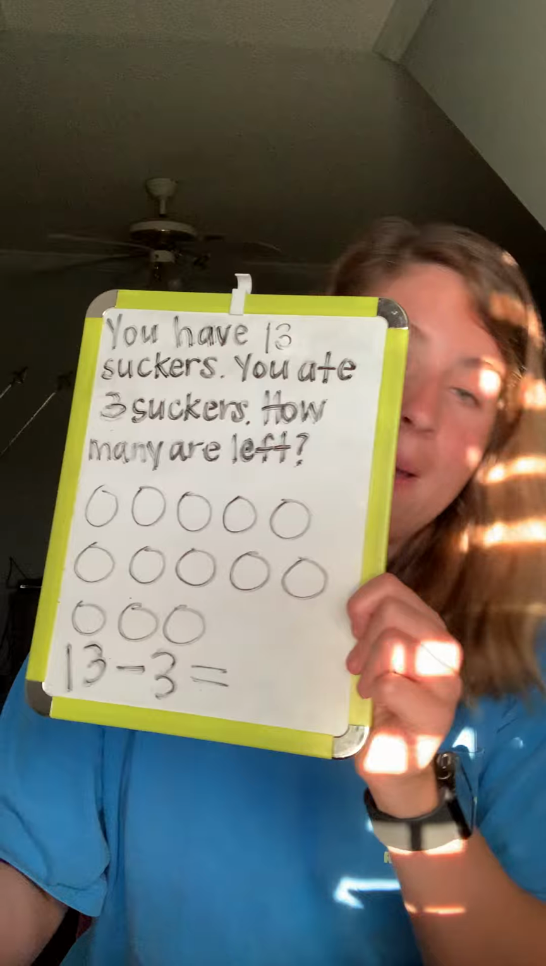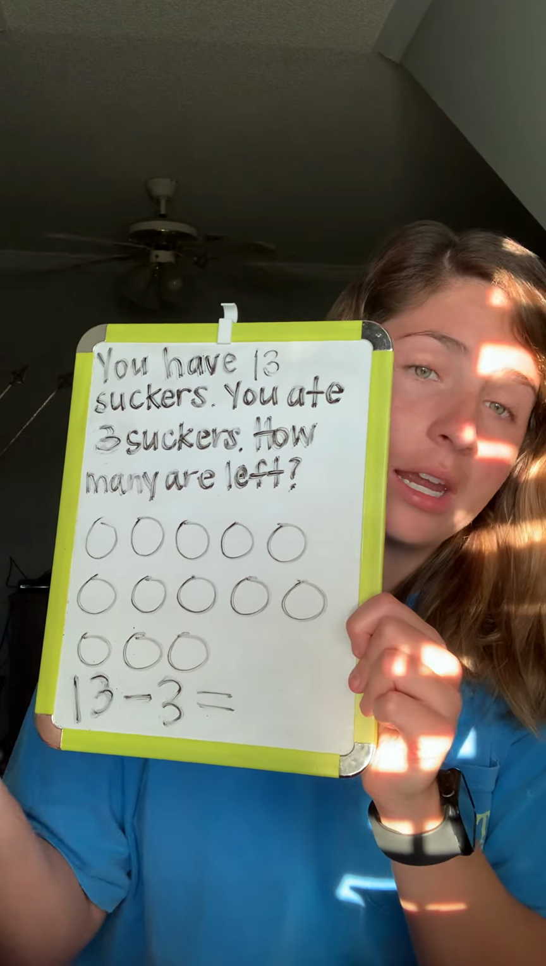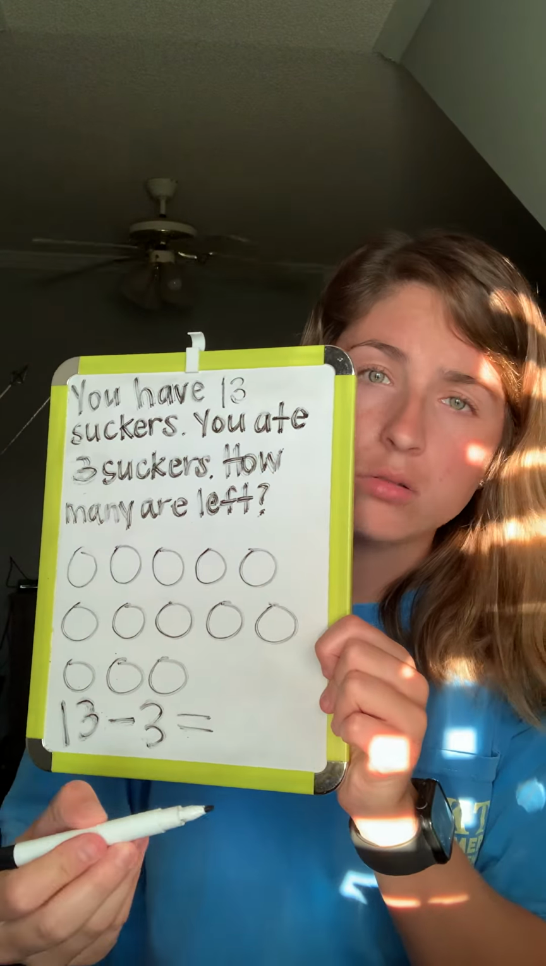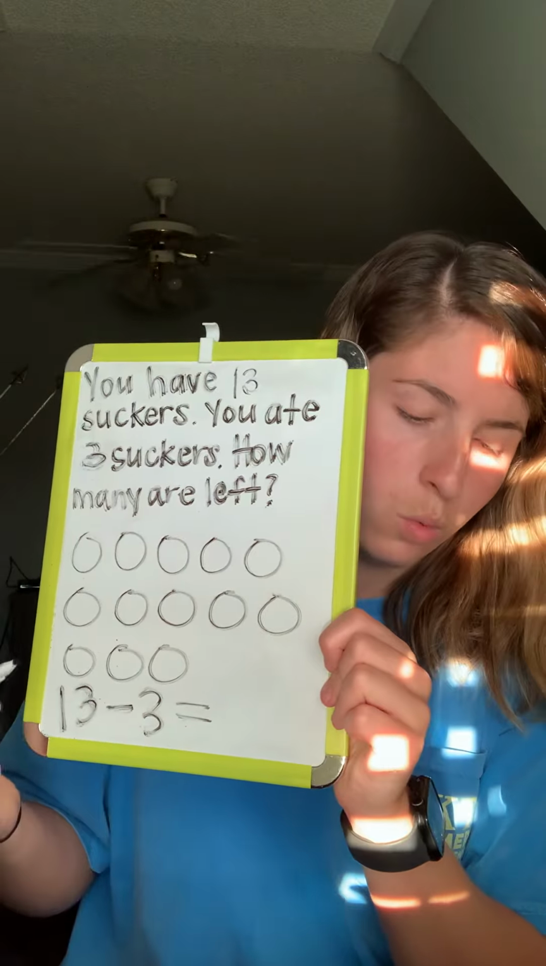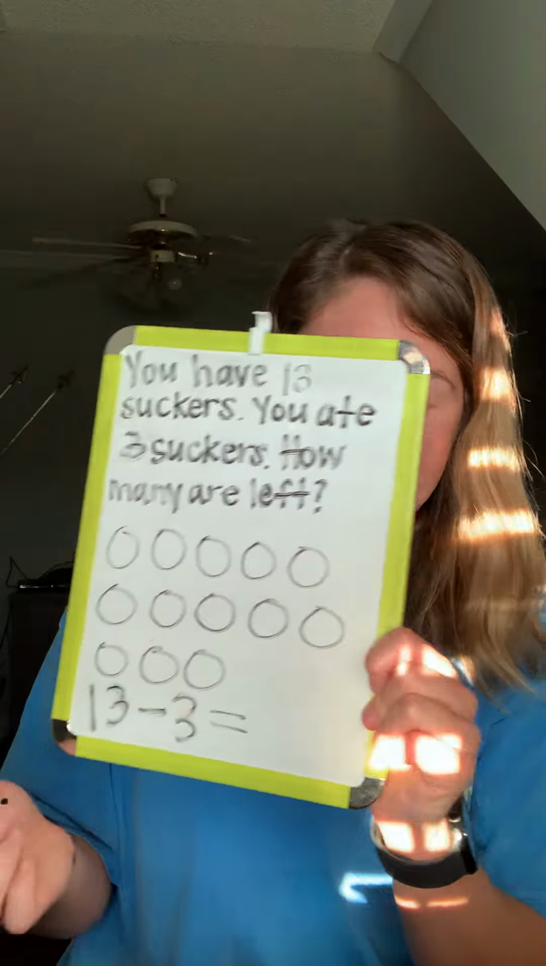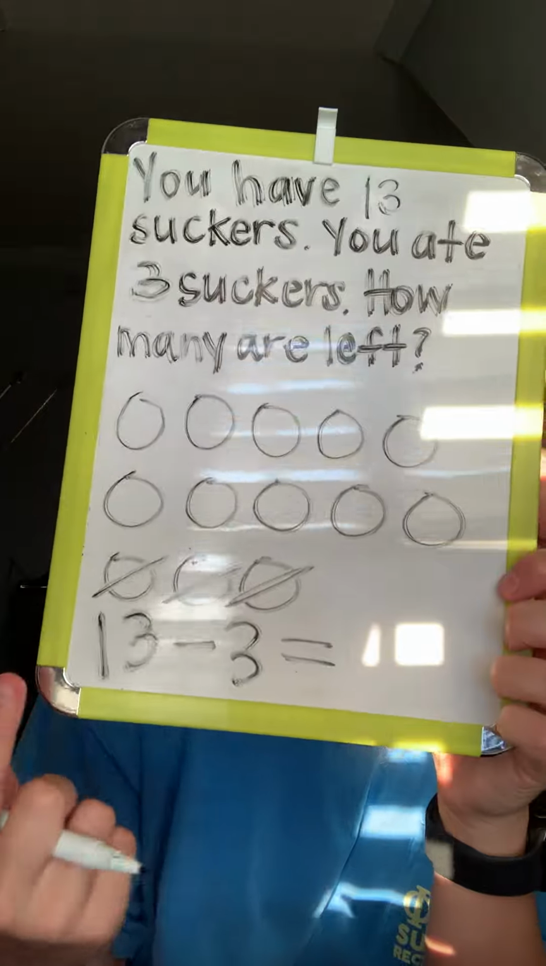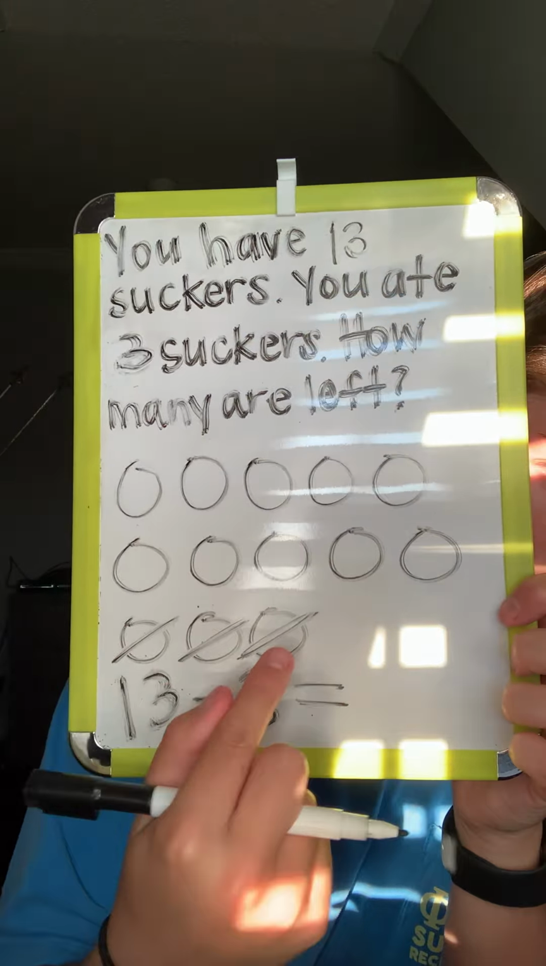Okay, so that means that I need to go in and I either need to erase, cross out, or get rid of the objects that I've counted out that we're taking away. So in this instance, it's 3. So I'm going to draw a line through 3 of them. 1, 2, 3. Okay, so you can see right here, I've drawn a line through 1, 2, 3.